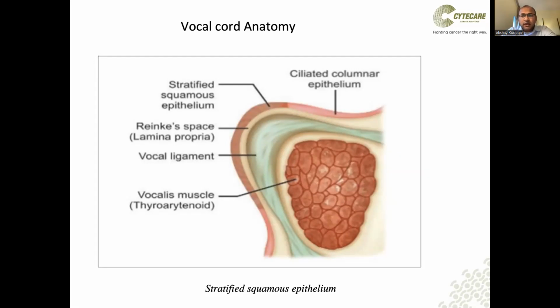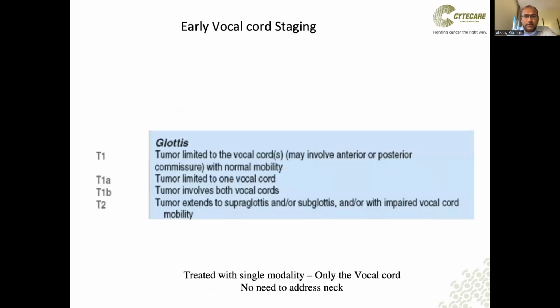As a result, in early T1, T2 vocal cord carcinomas, the neck need not be addressed, and the treatment includes only treatment of the vocal cord cancers. The staging of early vocal cord cancers is divided into T1 and T2. The T1 is again divided into T1A and T1B.